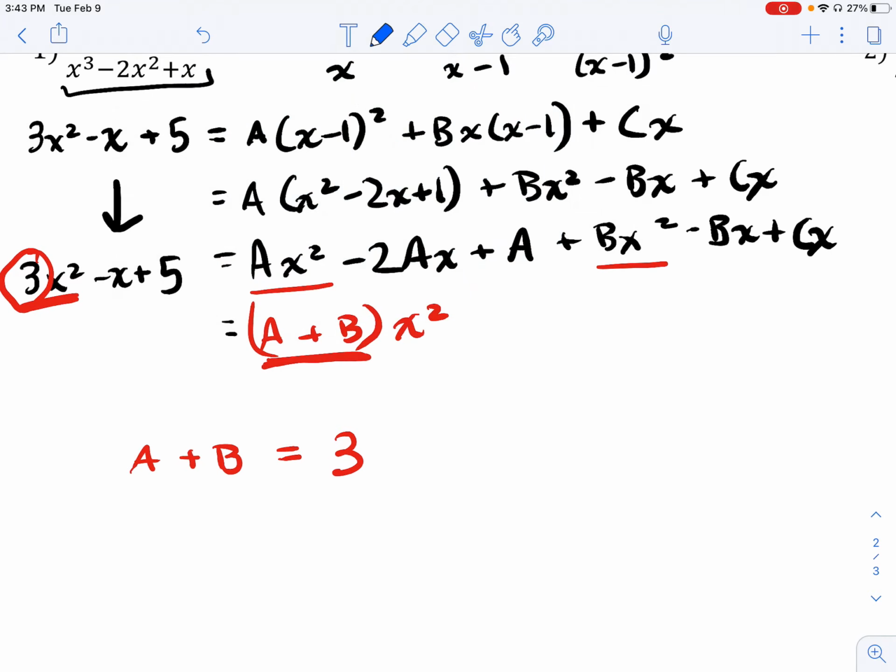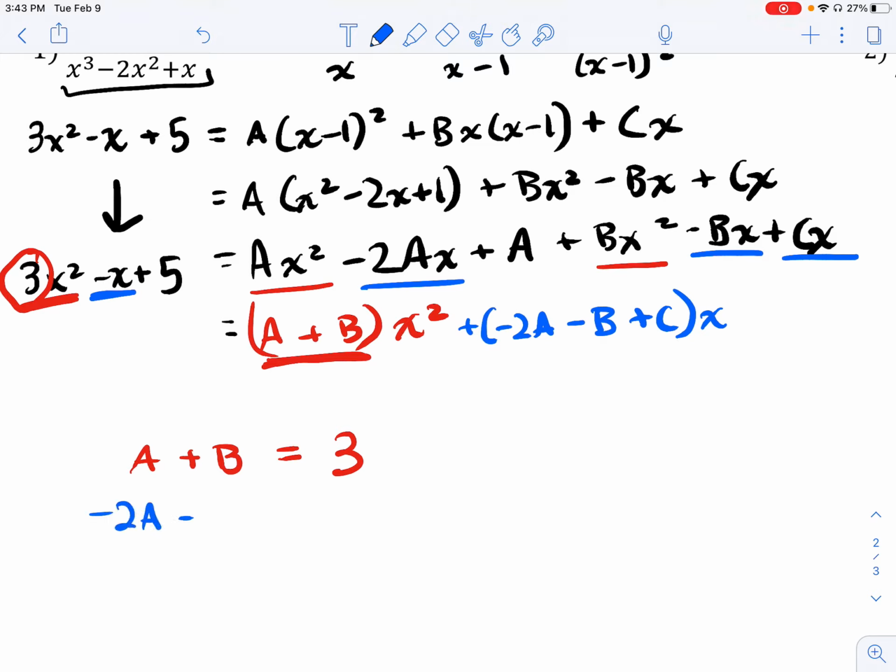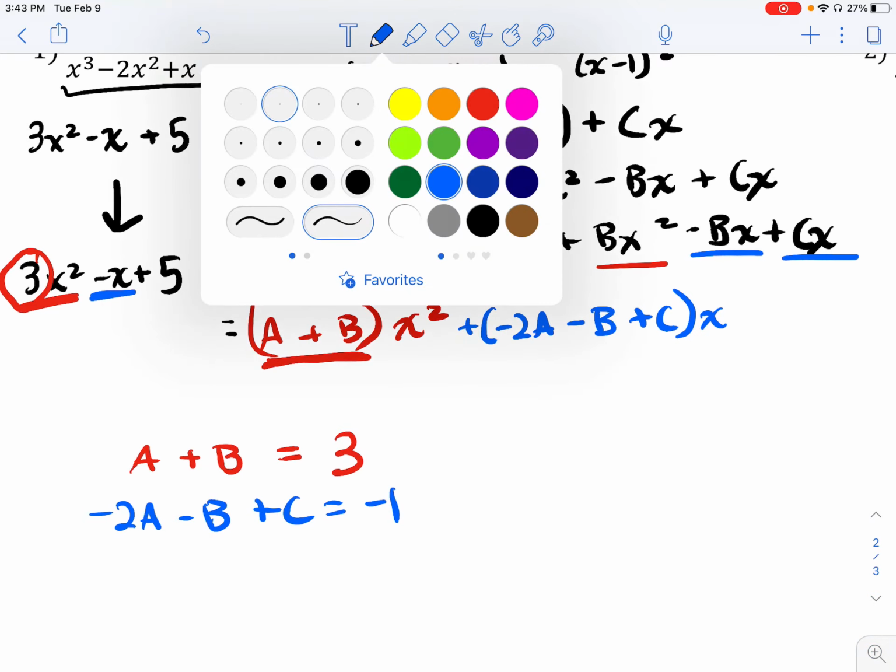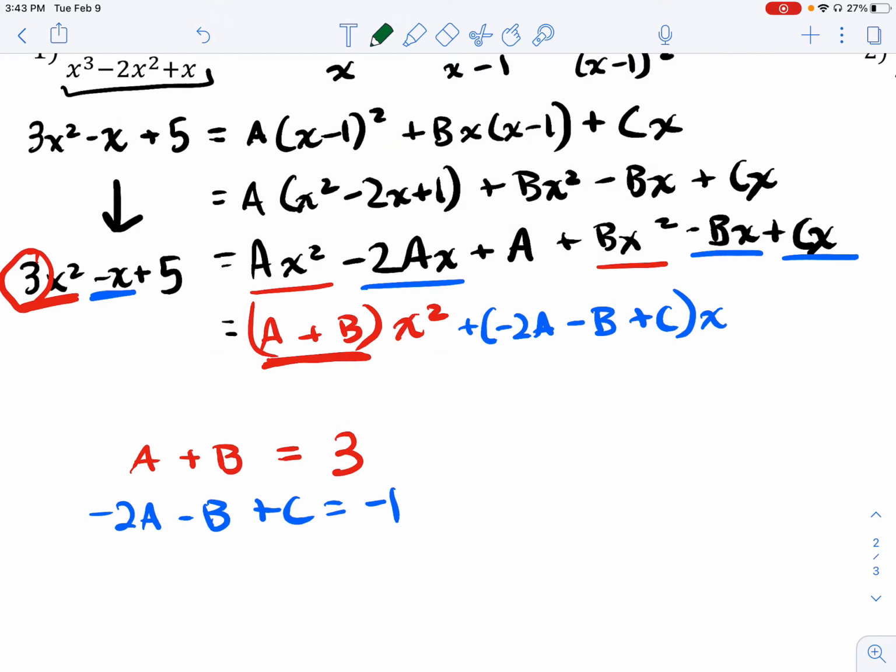Next up, let's group together all of our x terms. So we've got negative 2Ax minus Bx plus Cx. That has to be equal to negative x. So we've got negative 2A minus B plus C with that x factored out. That has to be equal to negative 1, because that's the coefficient in front of the x. Finally, the only thing to group is this A. We know that has to be equal to 5. So let's write that as its own line here in our system.